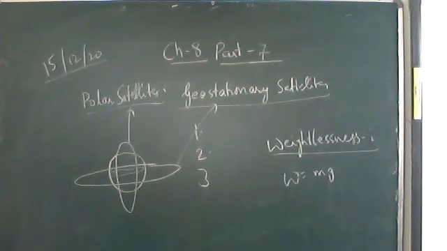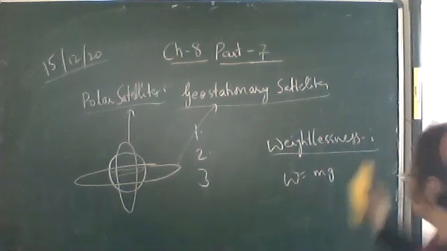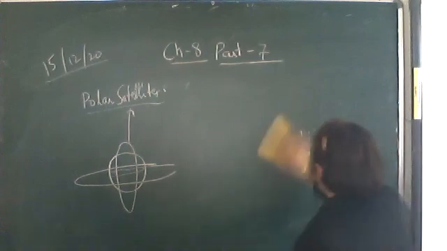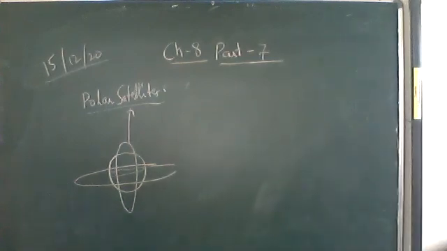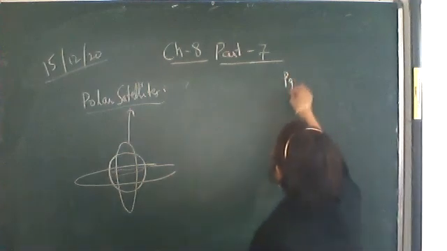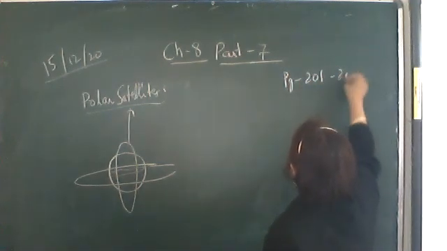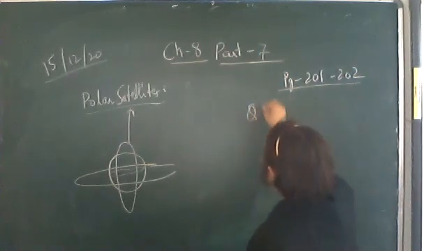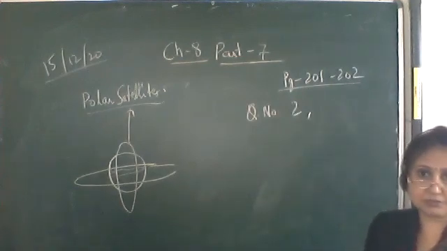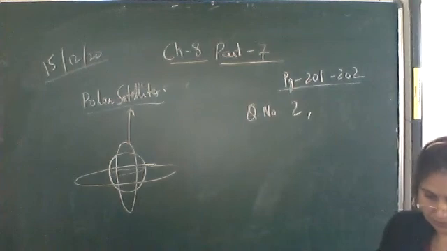Okay, now the exercise questions. Note down the NCERT exercise questions which you have to do, given on page number 201 and 202. Question number 2. Few questions will be omitted because some part is deleted from the CBSE syllabus for this year only.